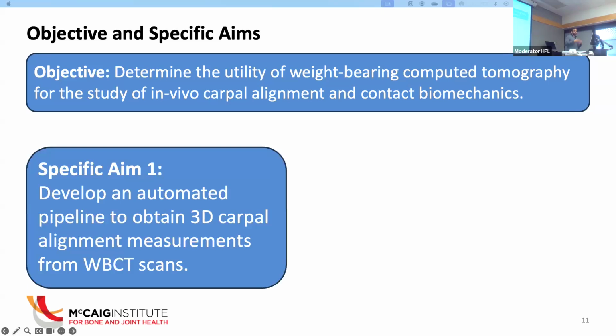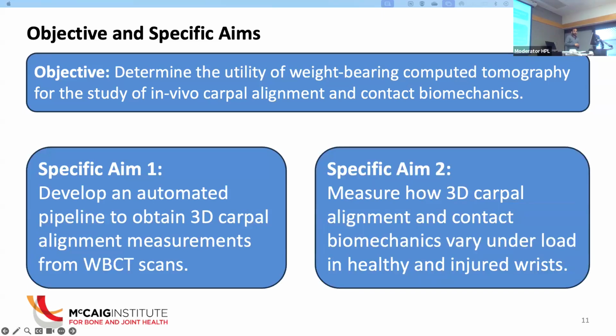First off, developing an automated pipeline to obtain 3D carpal alignment measurements from weight-bearing CT scans. And then secondly, measuring how carpal alignment and contact biomechanics vary under load, both in healthy wrists and injured wrists.